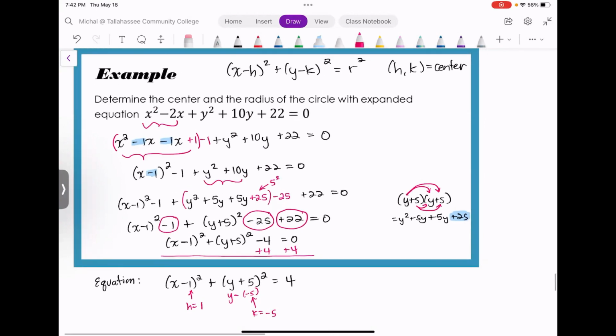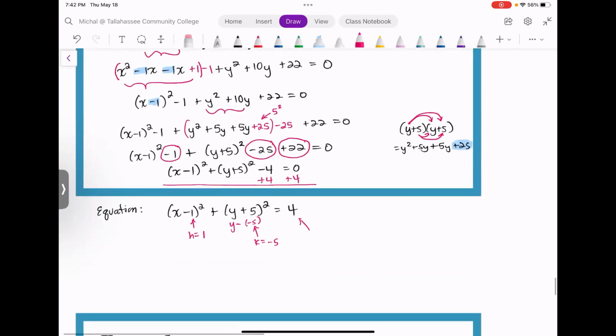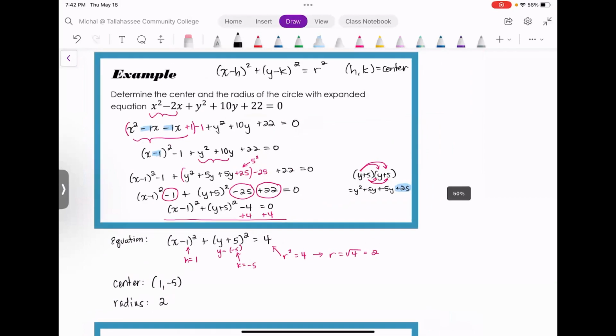And r squared is equal to 4, which means that r is equal to the square root of 4, which is 2. So my radius is 2, and my center is 1 comma negative 5. And my radius is 2. All right, and that is how we complete the square to solve that problem.